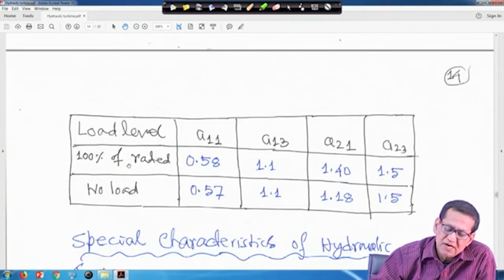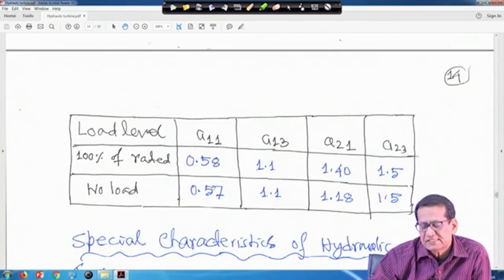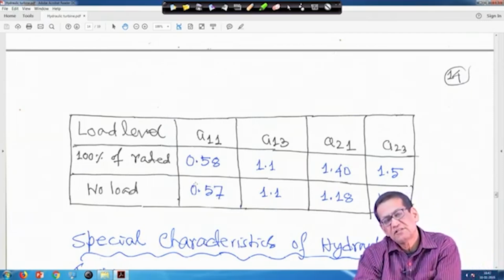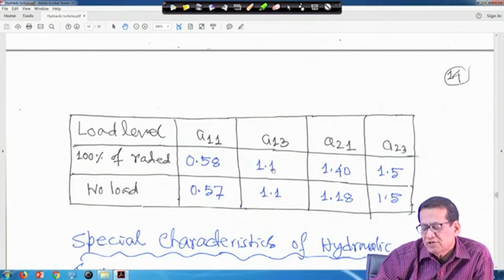Say load level when 100% A11 is 0.58, but when it is no load it is 0.57. So, more or less A11 is constant. Now, load level when you come to A13, 100% rated is 1.1 and at no load it is 1.1. So, both are the same.